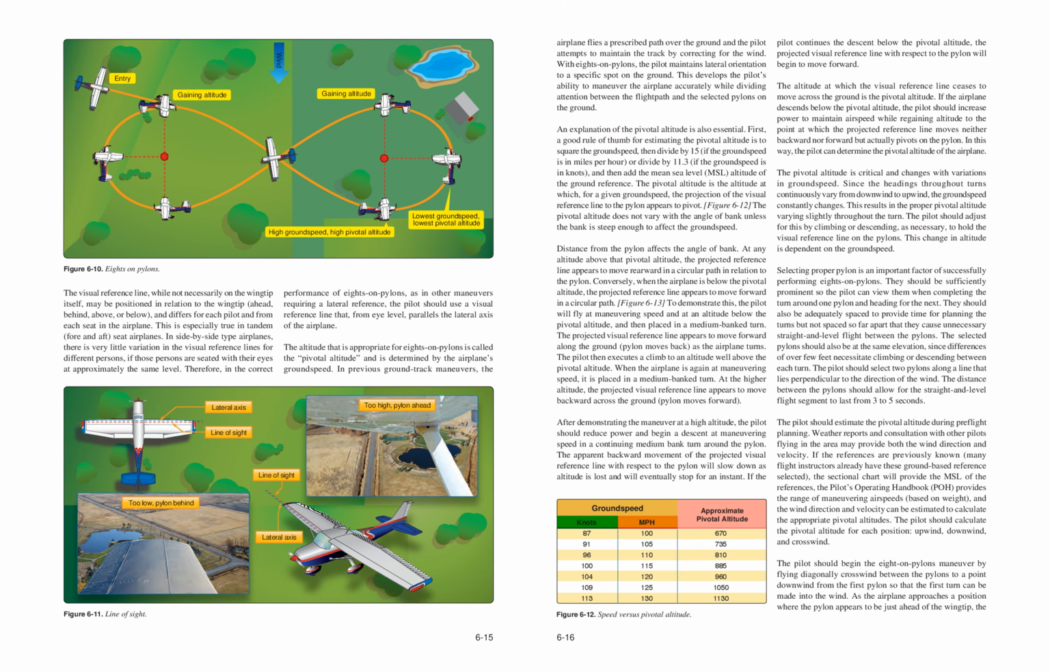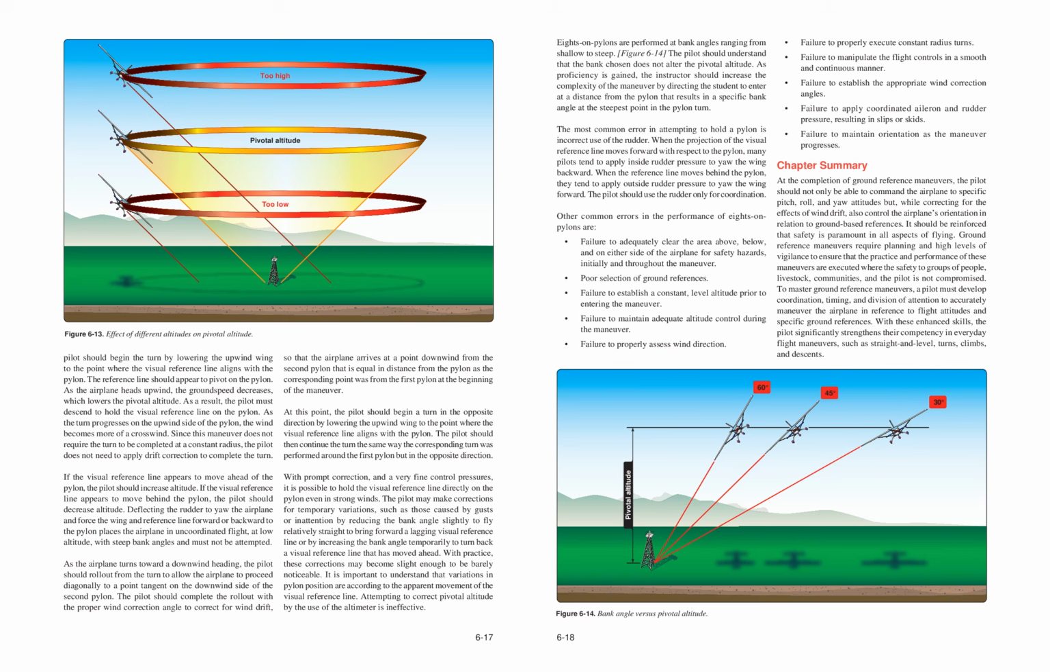As the airplane approaches a position where the pylon appears to be just ahead of the wingtip, the pilot should begin the turn by lowering the upwind wing to the point where the visual reference line aligns with the pylon. Too high pivotal altitude, too low. Figure 6-13. Effect of different altitudes on pivotal altitude. The reference line should appear to pivot on the pylon. As the airplane heads upwind, the ground speed decreases, which lowers the pivotal altitude.